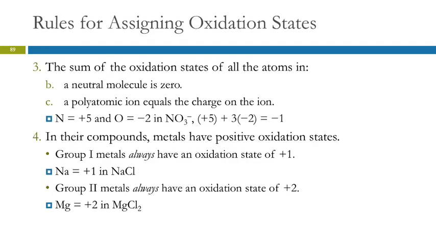The sum of the oxidation states for a neutral molecule has to be 0. If you have a polyatomic ion, such as nitrate ion, this thing has a charge of -1. All of the charges, the oxidation states, have to add up to -1. Metals always have positive oxidation states. Group 1 metals are always +1. That's the same as their ion charge, right? Group 2 metals are always +2 oxidation state. That's the same as their ion charge. So far, this is all pretty much the same as ion charges.